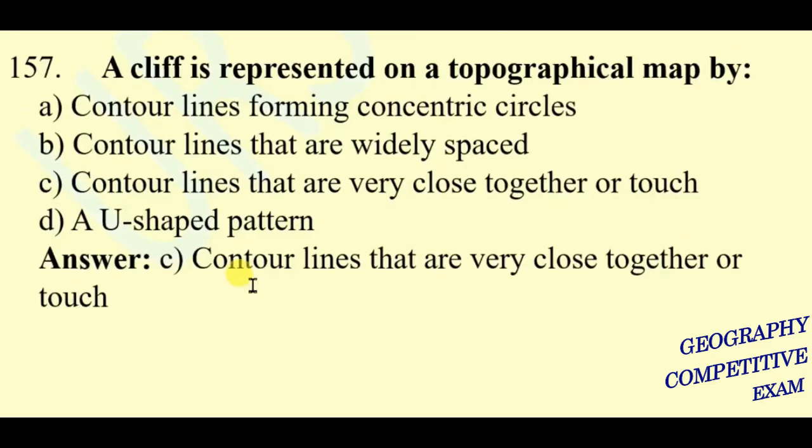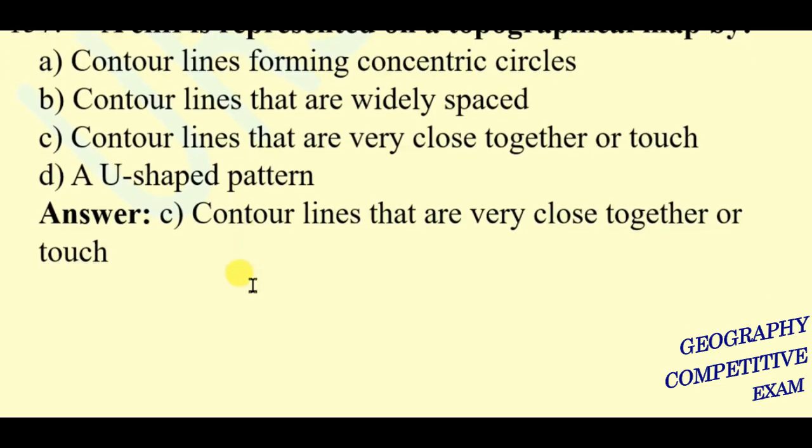Question 157. A cliff is represented on a topographical map by contour lines forming concentric circles, contour lines that are widely spaced, contour lines that are very close together or touch, a U-shaped pattern. Here the right answer will be contour lines that are very close together or can touch each other.